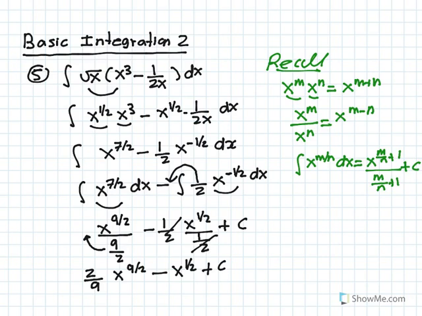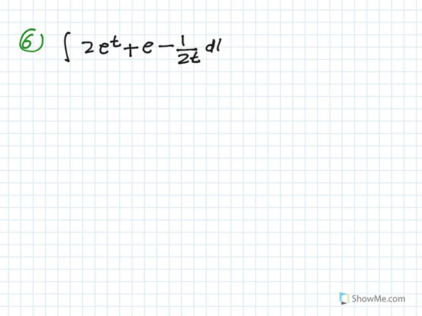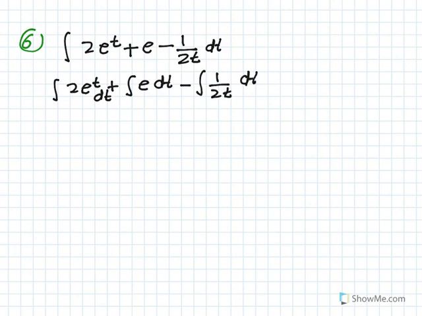All right, let's look at the next question. Question number 6. Here we have the integral of 2e to the t plus e minus 1 over 2t dt. Let's split up the integral. Integral of 2e to the t plus integral of e dt. I forgot to add a dt here. Minus integral of 1 over 2t dt.